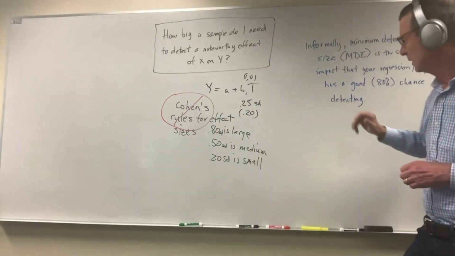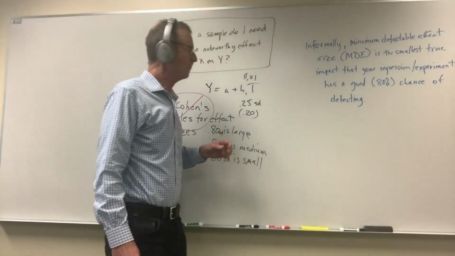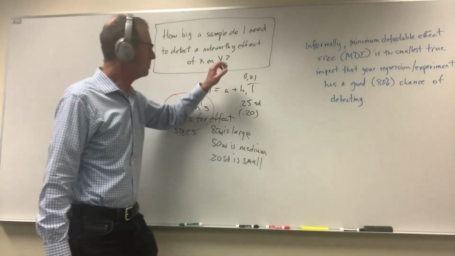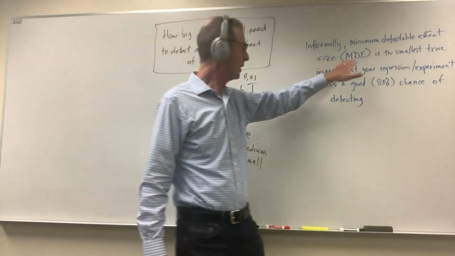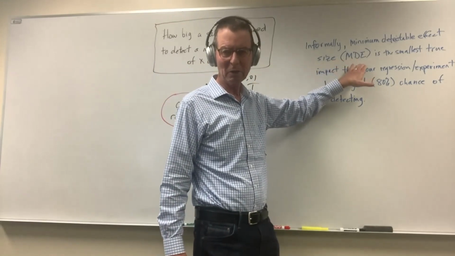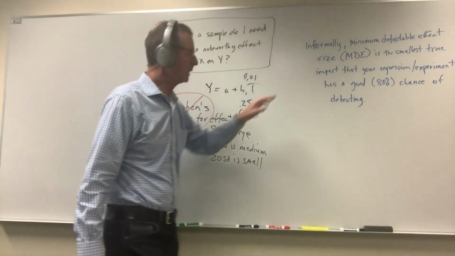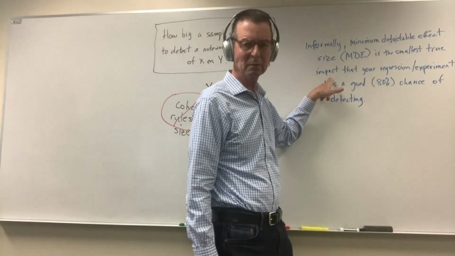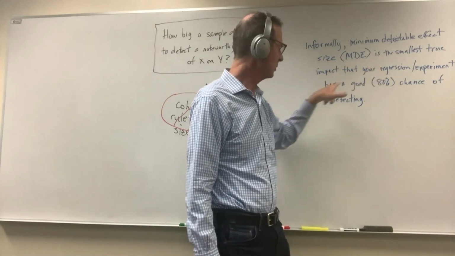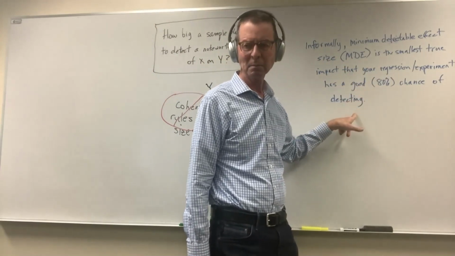And a more intuitive way of asking the power analysis question is talking about this noteworthy effect as a minimum detectable effect size. This is all the Bloom article for this week. So a minimum detectable effect size is the smallest true impact that your regression or experiment has a good chance of detecting.